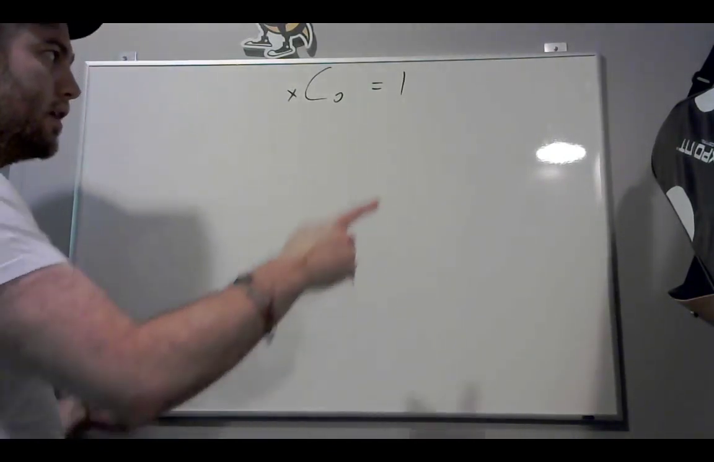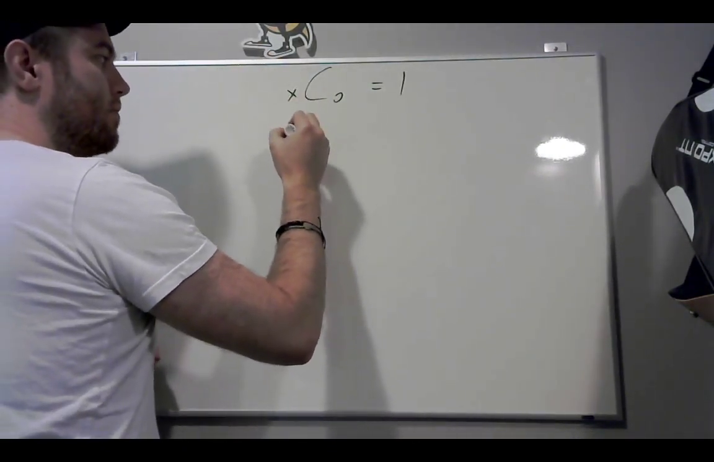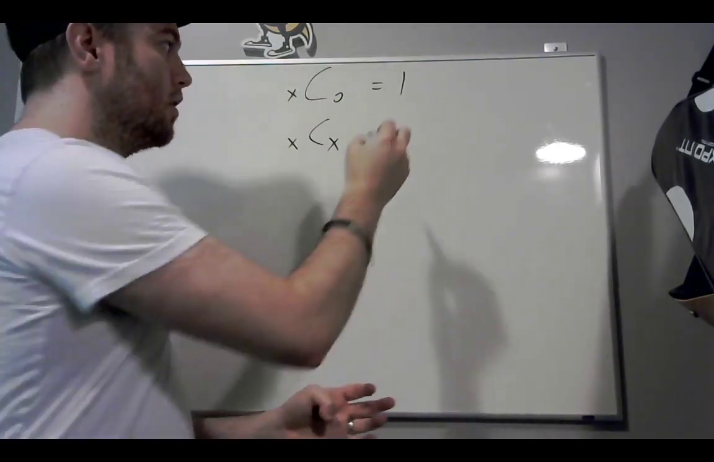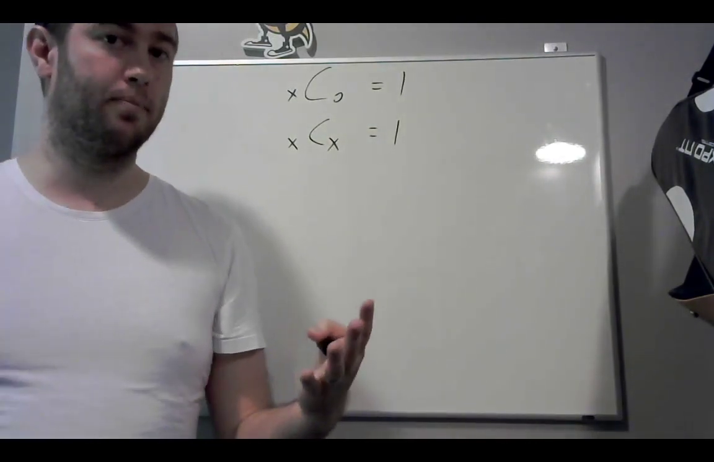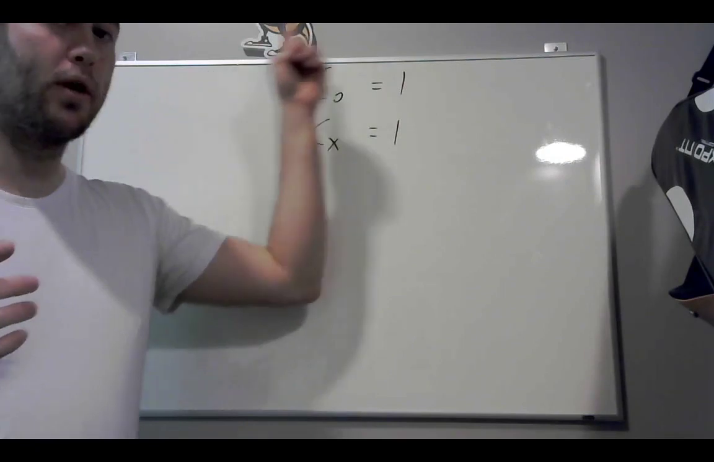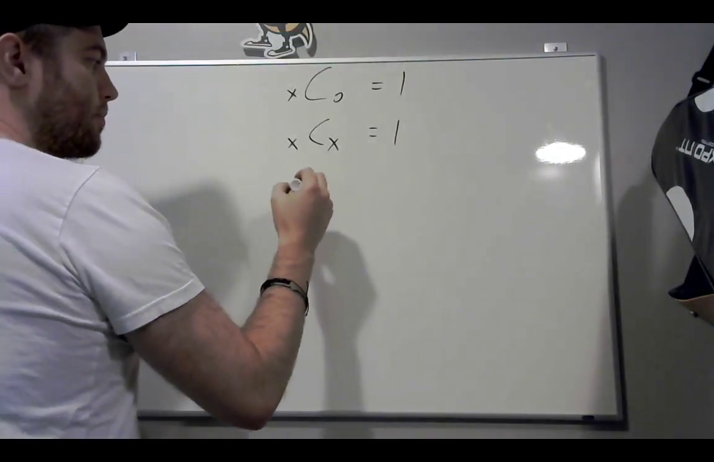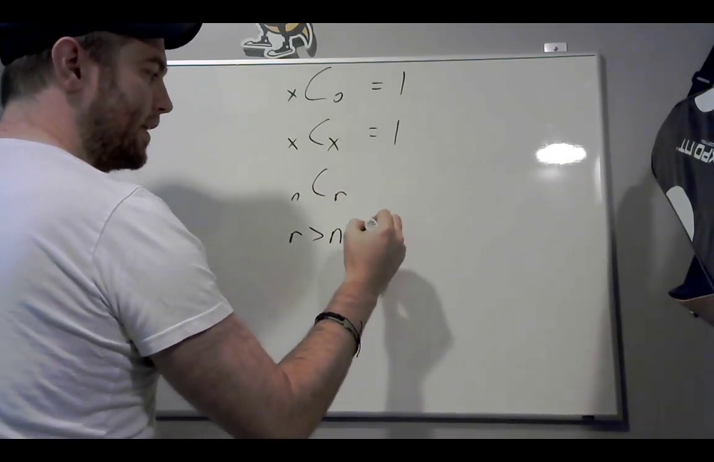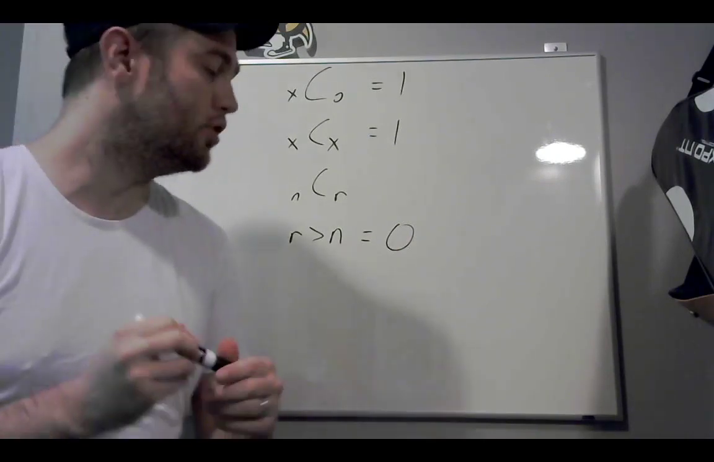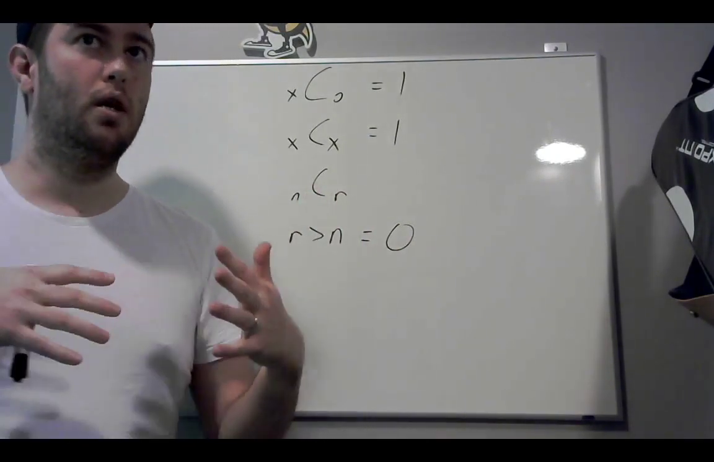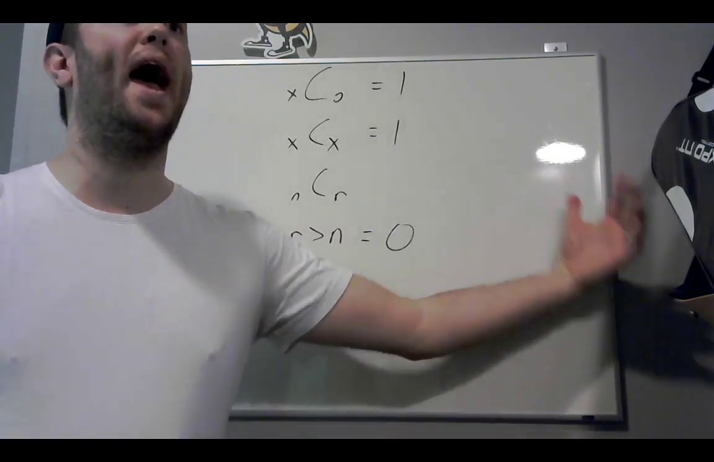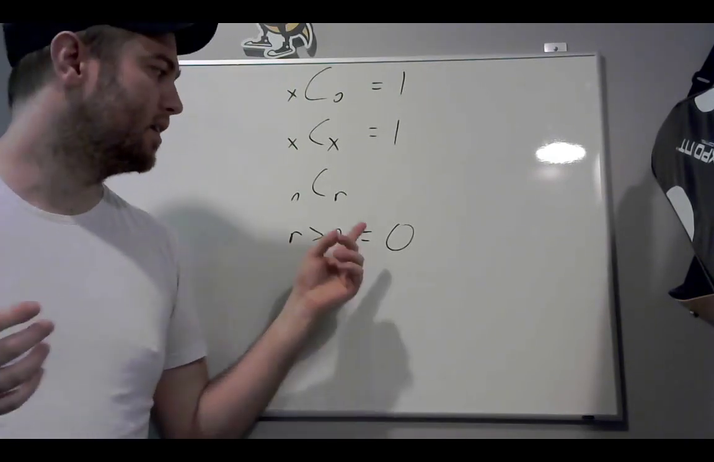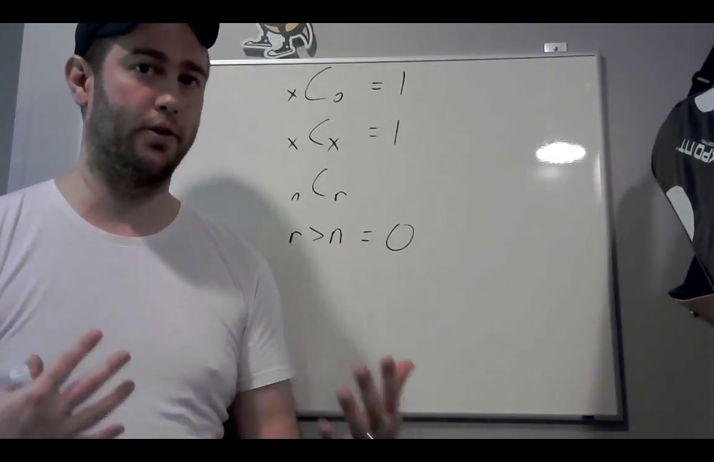Same goes with the other way. If I have some amount of objects and I'm trying to choose all of those objects, there's only one way I can choose every single object. So these two things are going to be very special. Also, know that your R can never be greater than N, because this would just equal 0. There's no way for you to choose some amount of objects if you don't have all of those objects. If your R value is ever greater than N, it just means you can't do it. You can't choose more than you have.